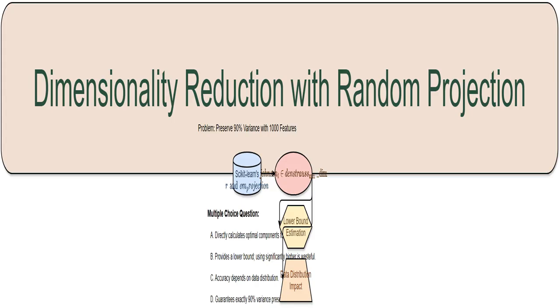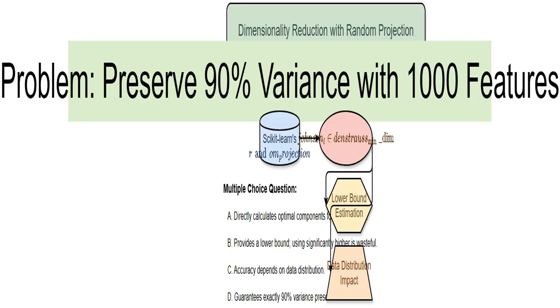We're using random projection, a technique that shrinks the number of features, dimensions, in our data while trying to keep the important information. Think of it like summarizing a long story. You want to keep the main plot points without losing too much detail. Our specific challenge: I have a dataset with 1,000 features, and I want to reduce the number of features while making sure I don't lose more than 10% of the information, variance. It's like keeping at least 90% of what's important.